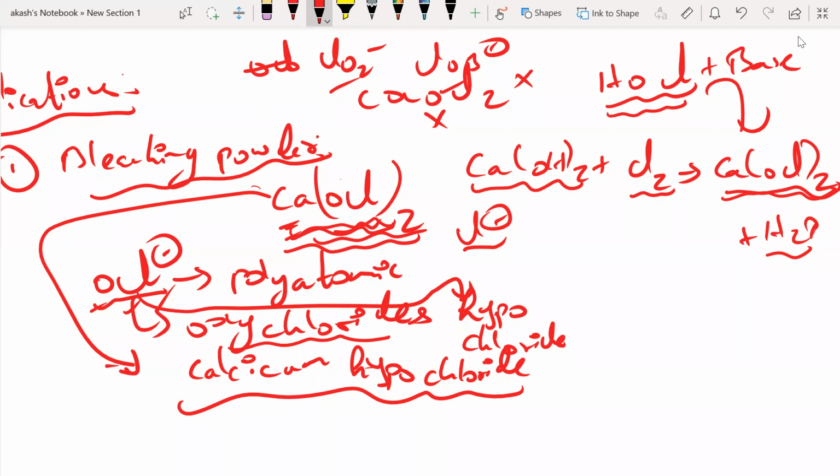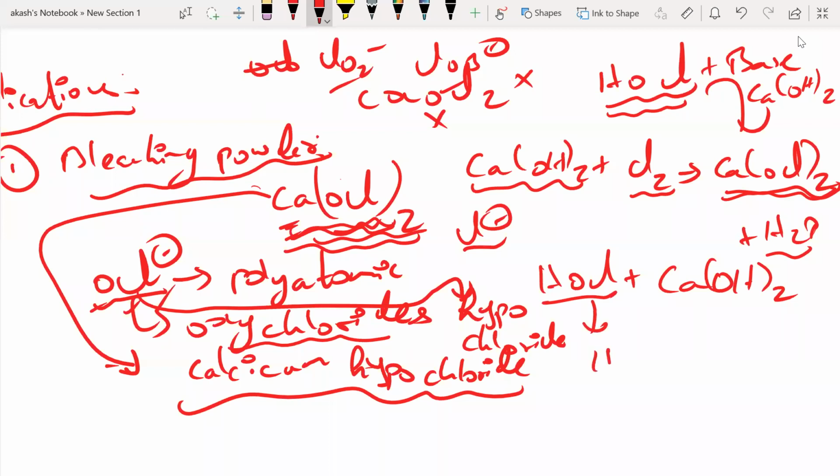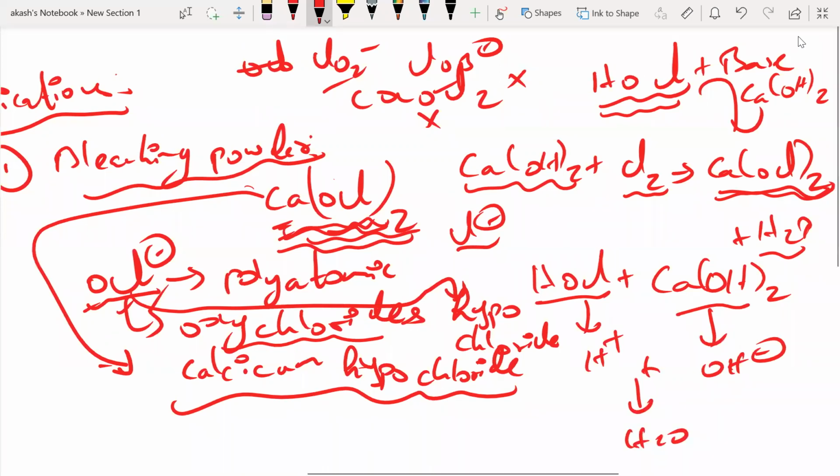Calcium hydroxide. Yes, exactly. So in this case also, if I use Ca(OH)2, I'm going to end up with the salts. Now it's very easy to understand. Look at this. I have HOCl plus Ca(OH)2. Now from this, H plus comes, from this, OH minus comes. So now they both will react to form H2O. That's very simple.